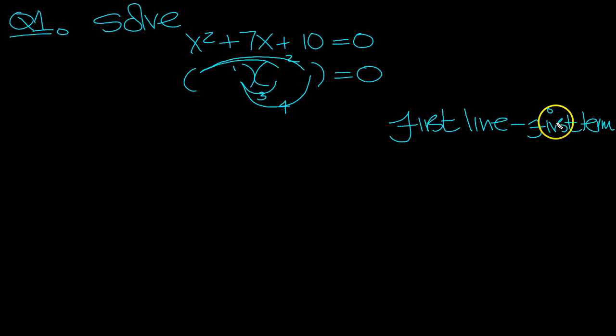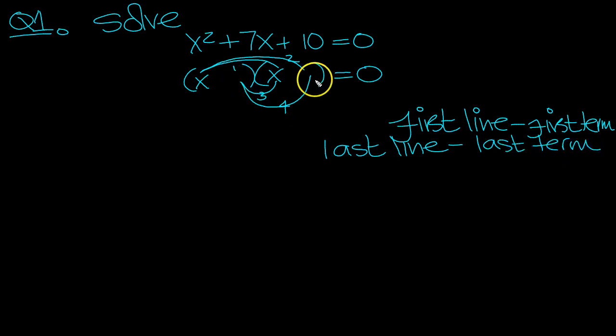So first line, first term. Well, the first term is x squared, and here's the first line. So we're piecing together the jigsaw. What times what gives x squared? X times x. Okay, that's the first piece in the jigsaw. And then the next piece in the jigsaw is last line, which is line 4, the last term.